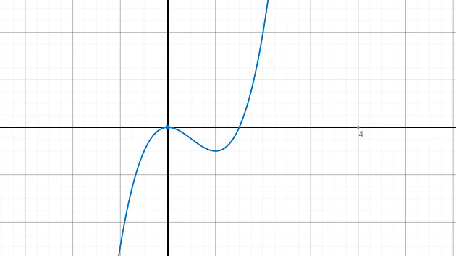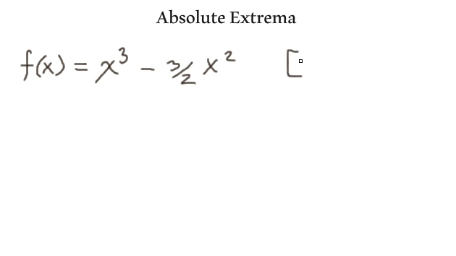Let's get busy. I know I'm always using f of x, it's overrated. Anyway, I use different stuff every now and then. We've got x cubed minus 3/2 x squared, and we're on the closed interval between -1 and 2. So we want to find the derivative, f prime of x.